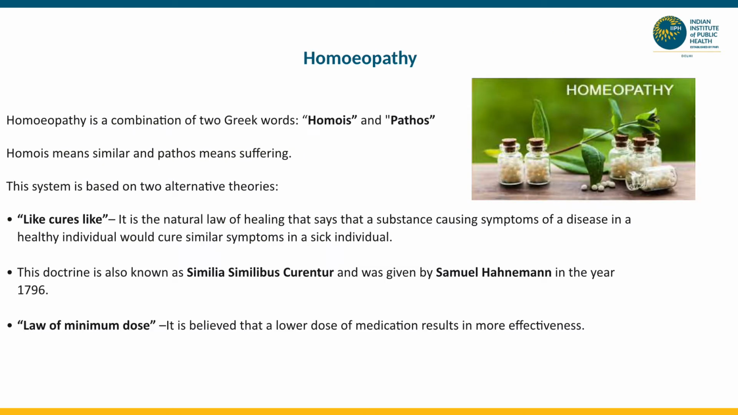Next, we have homeopathy. Homeopathy is a combination of two Greek words, homeos and pathos. Homeos means similar and pathos means suffering. This system is based on two theories that contradict each other, or we can say they are antagonists to each other. First is like cures like, which is nature's law of healing, which says that any substance which causes the symptoms of a disease in a healthy individual can cure the symptoms in a sick individual. And the next is the law of minimum dose. It is believed that a lower dose of medication results in more effectiveness.